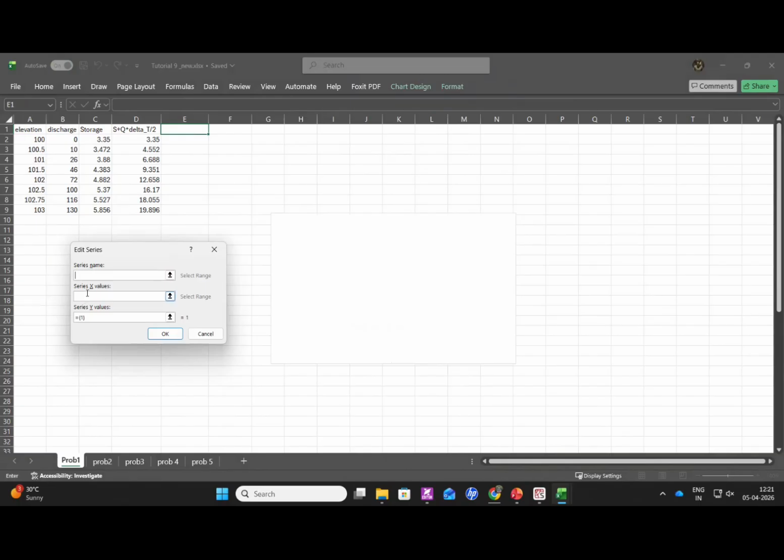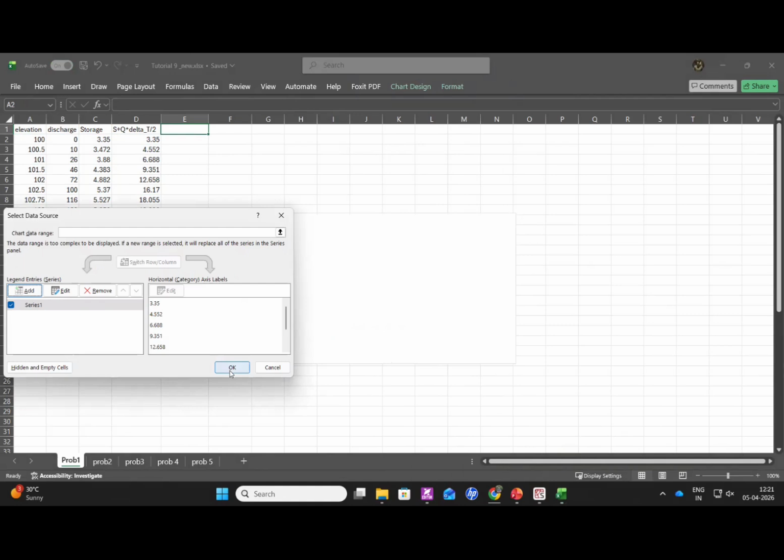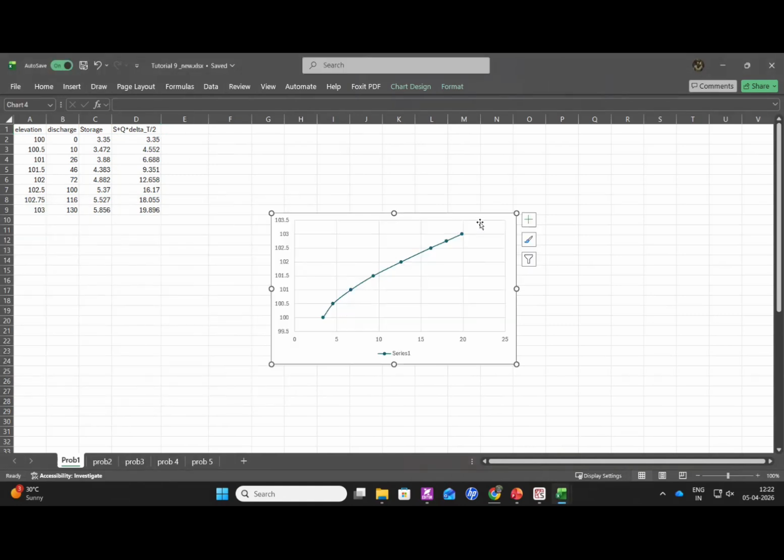So you need to plot on the x-axis, you need to plot s plus q delta t values, and on the y-axis, you need to plot the values of h, which is the elevation. So this is your plot. So this is the first plot, which is s plus q delta t divided by 2 versus h.